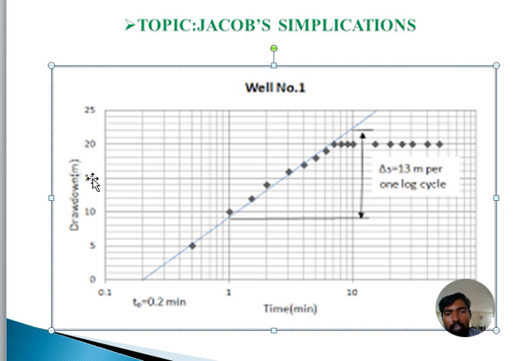On the vertical axis we take the drawdown values, and on the horizontal x-axis we take the time values. Based on these time values, the drawdown values change. When time changes, the vertical drawdown values also change automatically. So on the x-axis we take time values like 0.2, 1, 10.